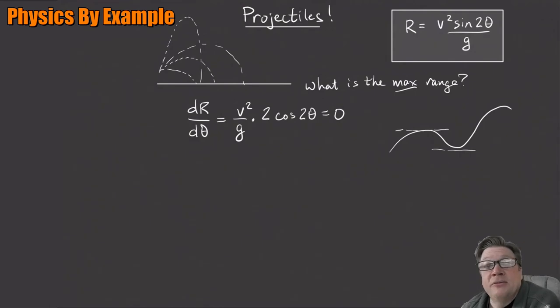Okay, so now we just solve for theta. What theta makes that true? Well, v squared over g, that goes away. The 2, that goes away. So really, I'm just trying to find out where cosine 2 theta equals 0. Well, that's not bad. What theta makes cosine 0? That's going to be like pi over 2 or 90 degrees, right? We'll work in degrees here. So if 2 theta is 90 degrees, then theta is 45 degrees.